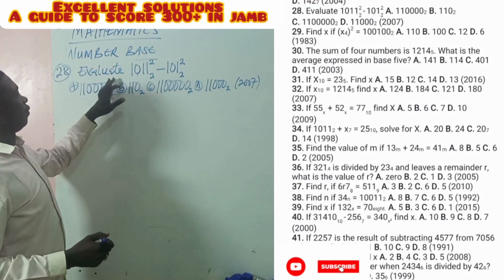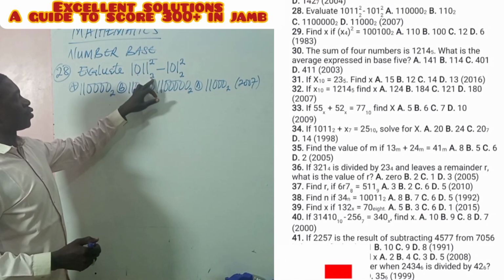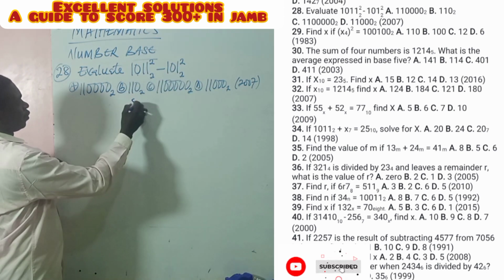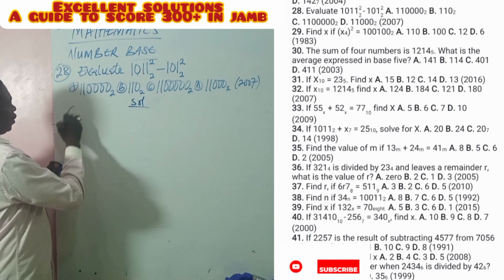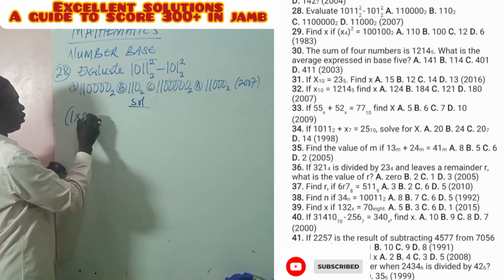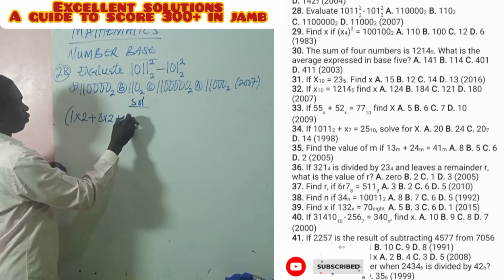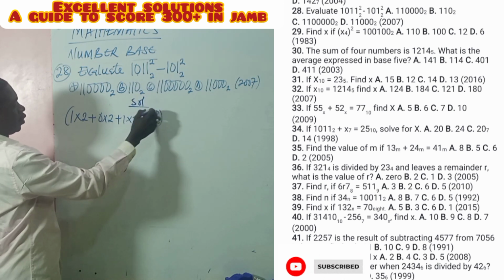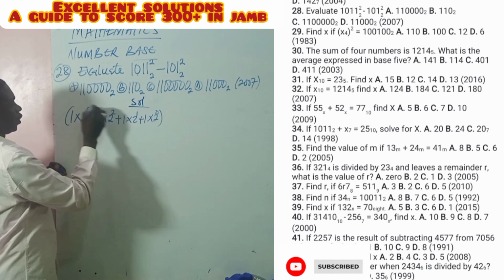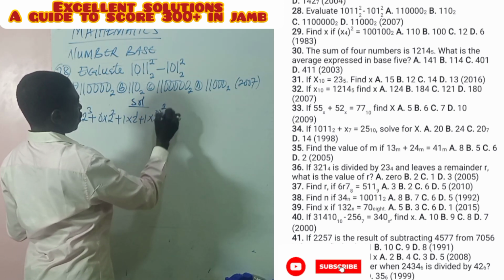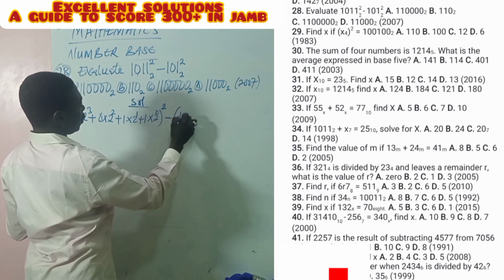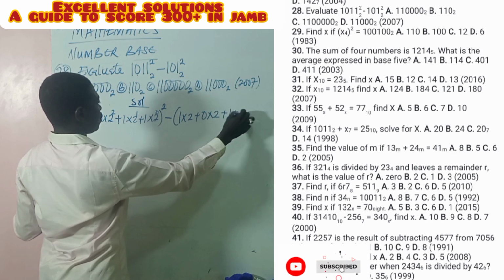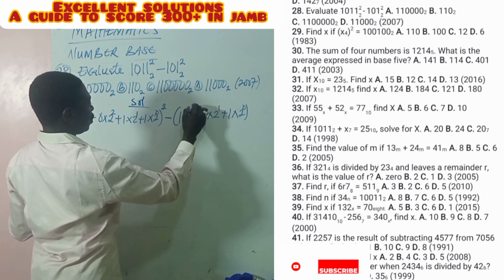Question 28 says, evaluate 1011 base 2 squared minus 101 base 2 squared. So first thing we need to do here, we said this is the same as 1 times 2 plus 0 times 2 plus 1 times 2 plus 1 times 2. So we give it the powers 0, 1, 2, 3, then minus, this is squared, minus 1 times 2 plus 0 times 2 plus 1 times 2. We give it powers 0, 1, 2.